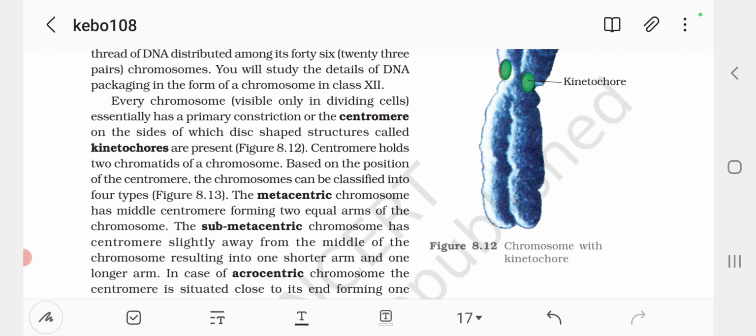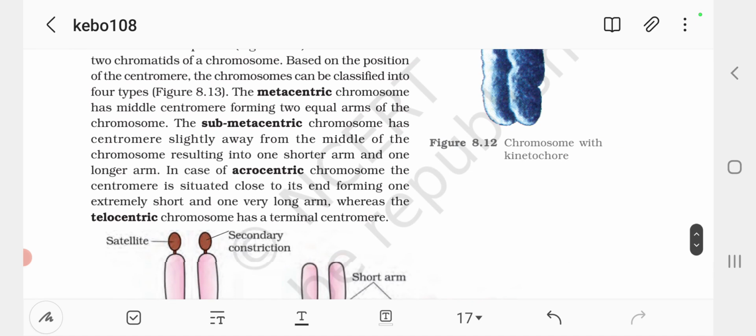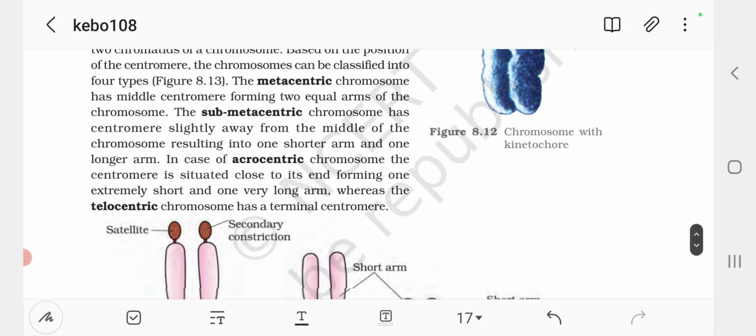Every chromosome visible in a dividing cell essentially has a primary constriction or the centromere, on the sides of which disc-shaped structures called kinetochores are present. Centromere holds two chromatids of the chromosome. Based on the position of the centromere, the chromosomes can be classified into four types. The metacentric chromosome has the centromere in the middle, forming two equal arms of the chromosome.